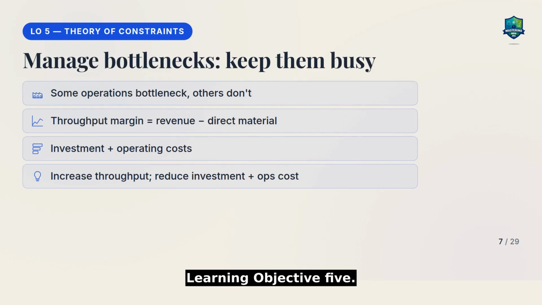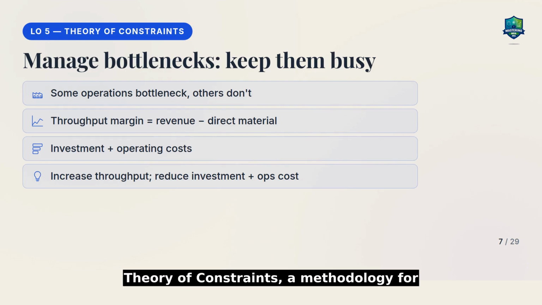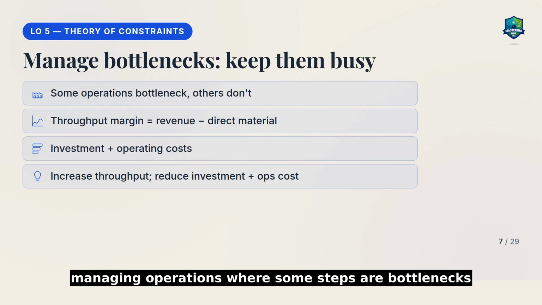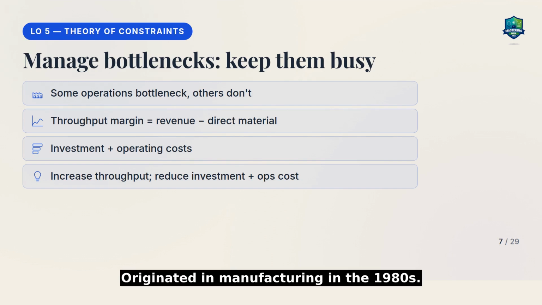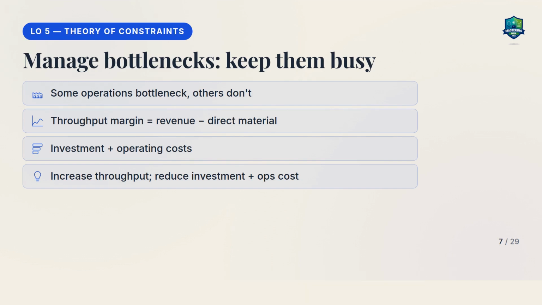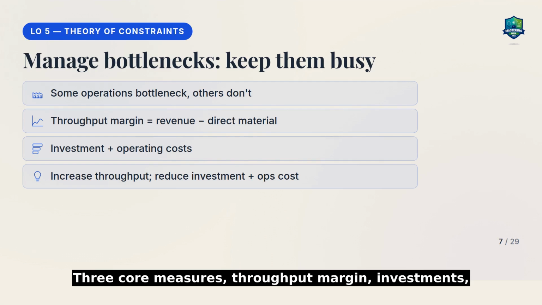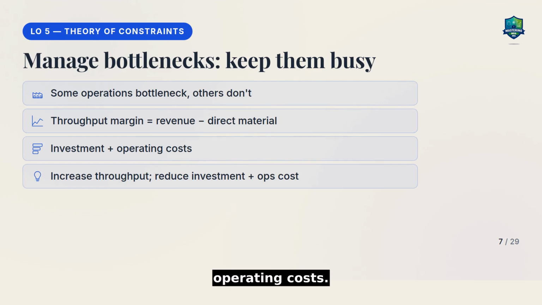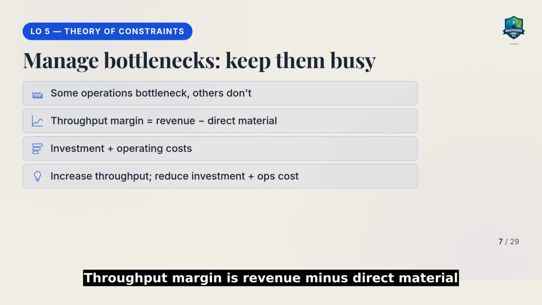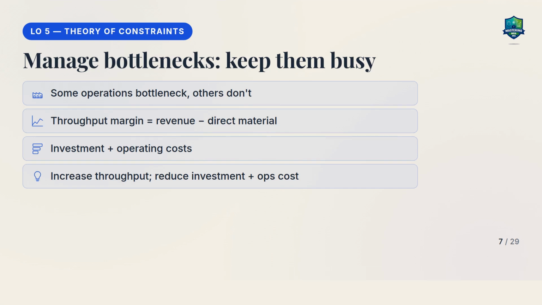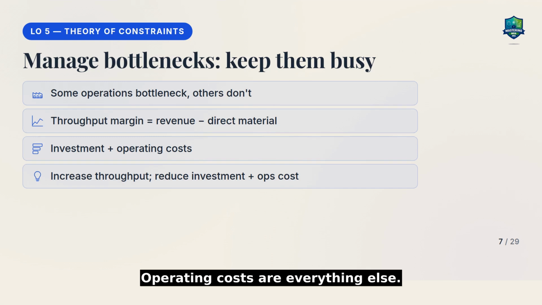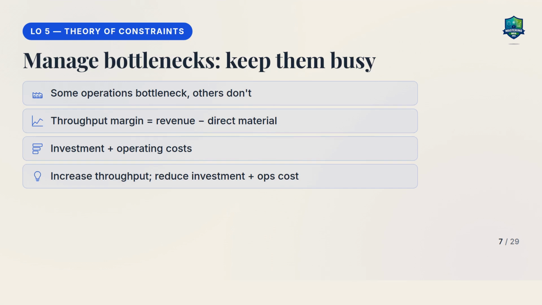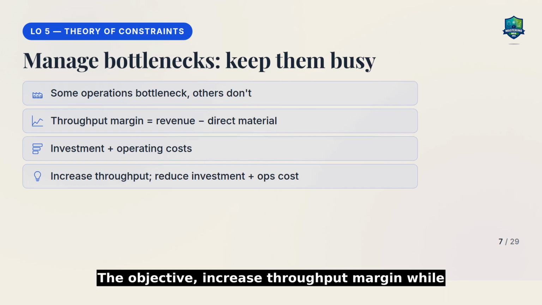Learning Objective 5, Theory of Constraints, a methodology for managing operations where some steps are bottlenecks and others aren't. Originated in manufacturing in the 1980s. 3 core measures: throughput margin, investments, operating costs. Throughput margin is revenue minus direct material cost. Investments are working capital and capital equipment costs. Operating costs are everything else. The objective: increase throughput margin while reducing investment and operating costs.